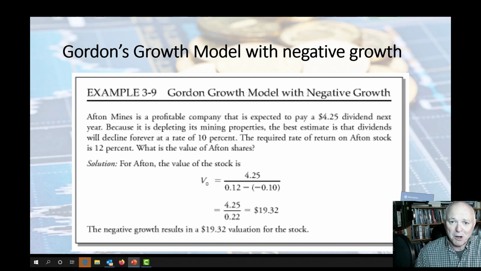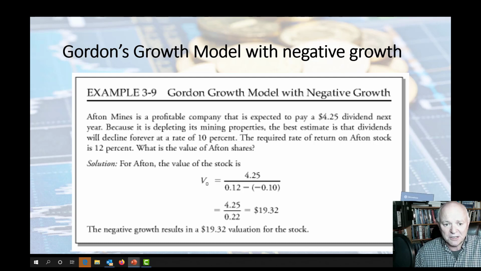In this case, we're talking about a mine. And again, from the equity asset valuation text, in this case, Afton Mines, they're profitable, they're producing a regular dividend, but because the mine is getting tapped out, they're eventually going to see the mine shrink down to nothing. They say that the rate of decline is 10% per year.